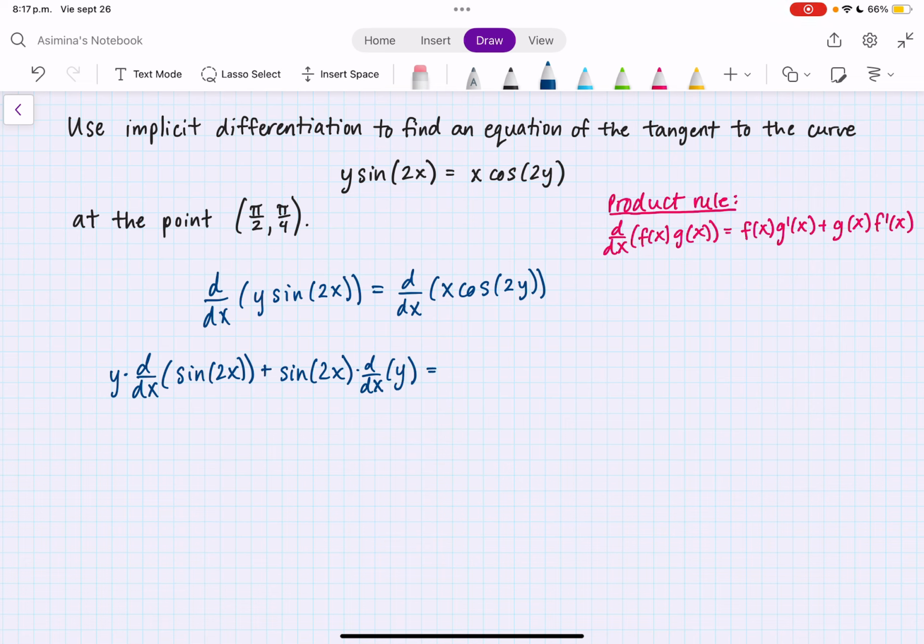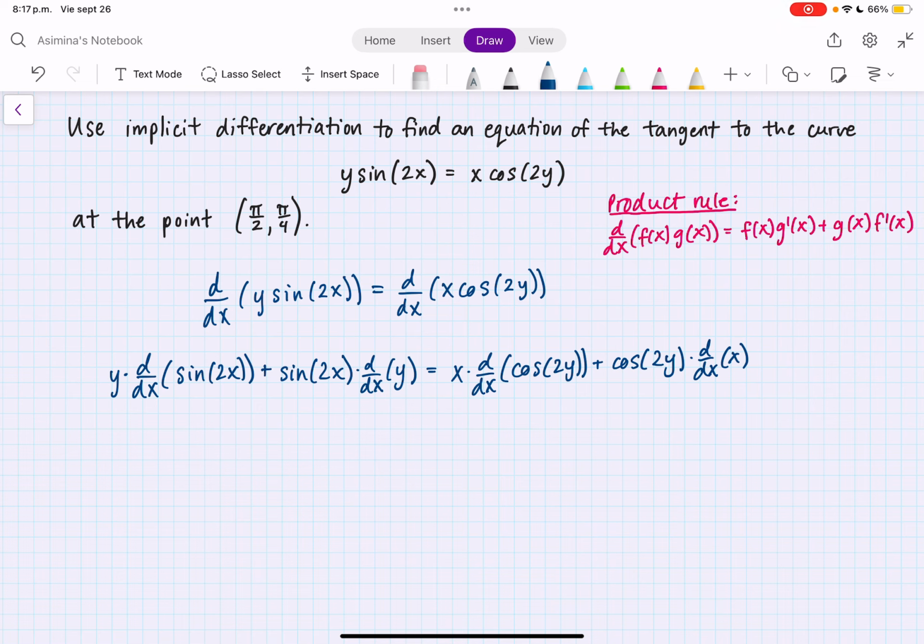Now notice we have something similar on the right-hand side where we want to take the derivative of x times cosine of 2y. So we're going to want to apply the product rule to the right-hand side as well. So this becomes x times the derivative with respect to x of cosine of 2y plus cosine of 2y times the derivative with respect to x of x. Okay, so now we have some more derivatives to take.